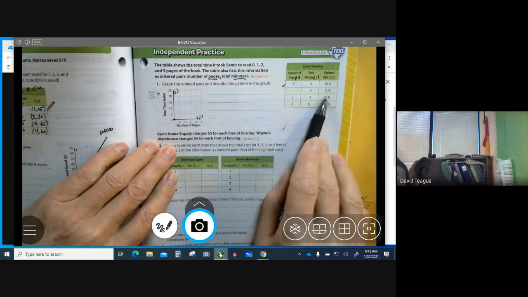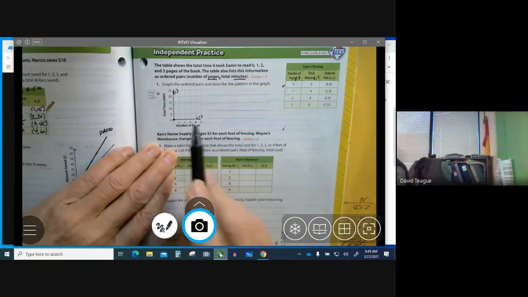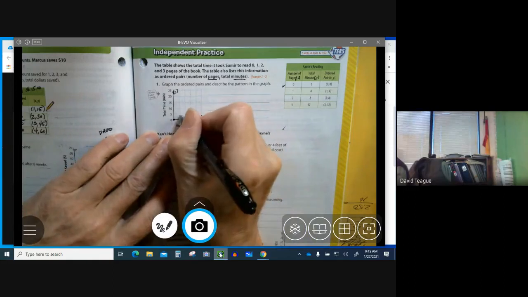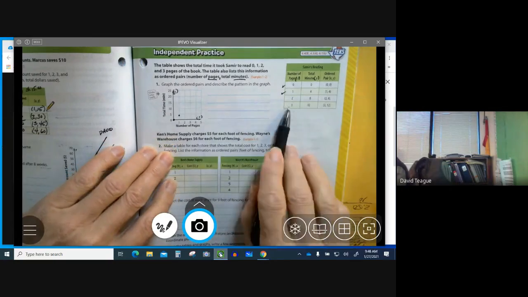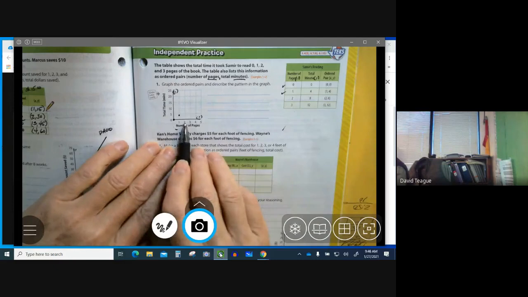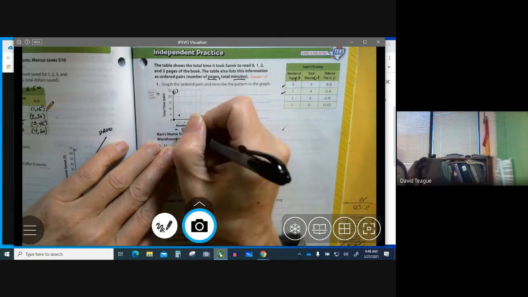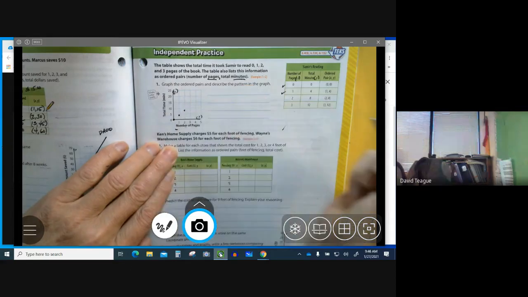My next ordered pair is 1, 4. So I'm going to go over to 1, and I'm going to go up to 4, and 4 is just a little bit shy of 5. So we'll put it right there. So I have 1, 4. Then I have 2, 8. So I'm going to go to the right to 2, and I'm going to go up to 8. We're just going to have to kind of guesstimate a little bit. It's going to be right about there.